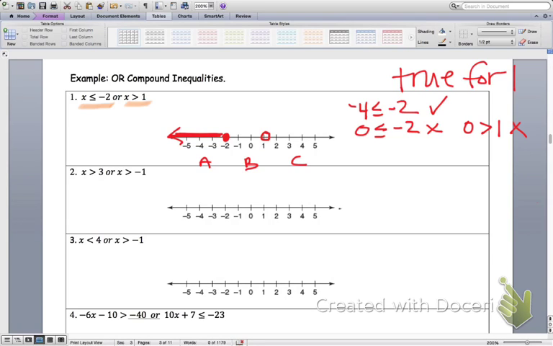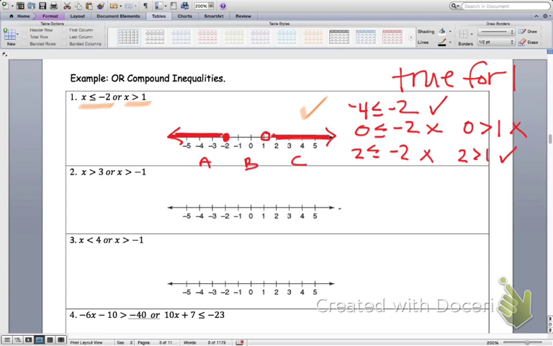Now I'm going to check the third area, which is C. I'm going to use the number 2. Is 2 less than -2? That's false. And I'm going to check it on the second one. Is 2 greater than 1? That's going to be true. So that means this section gets shaded. So that means both of these sections right here get shaded.